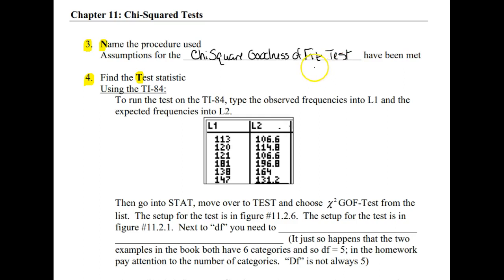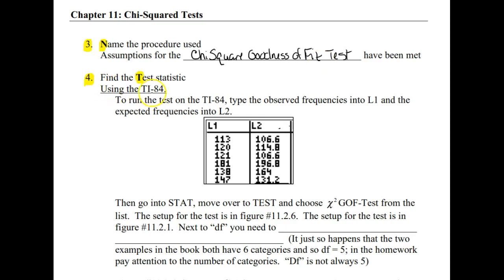Okay, so again, we have one qualitative variable, color, and in this case it happens to have 6 categories. Not all chi-square goodness of fit tests need to have 6 categories, but our die happened to have 6 sides, and M&Ms happen to have 6 colors, but as we'll see in the homework, we can have any number of categories.